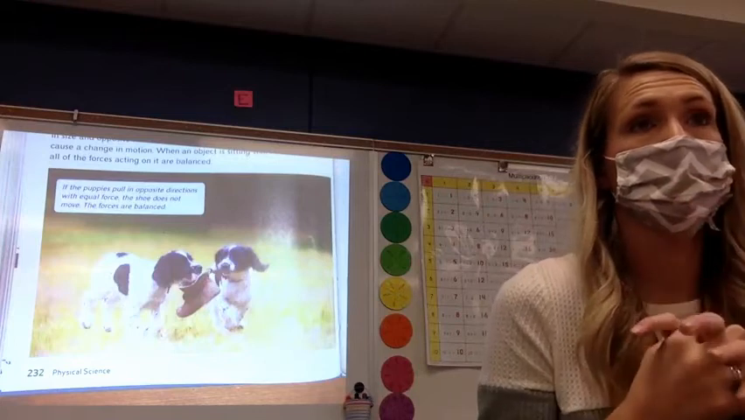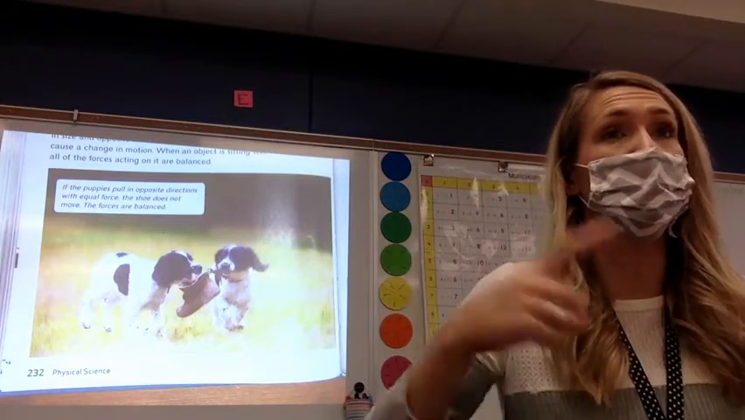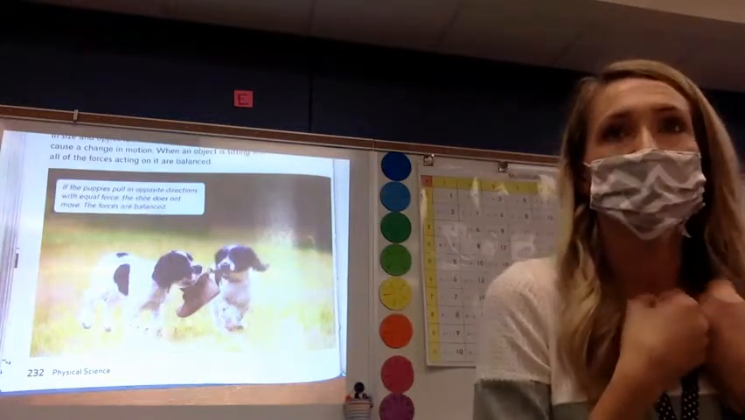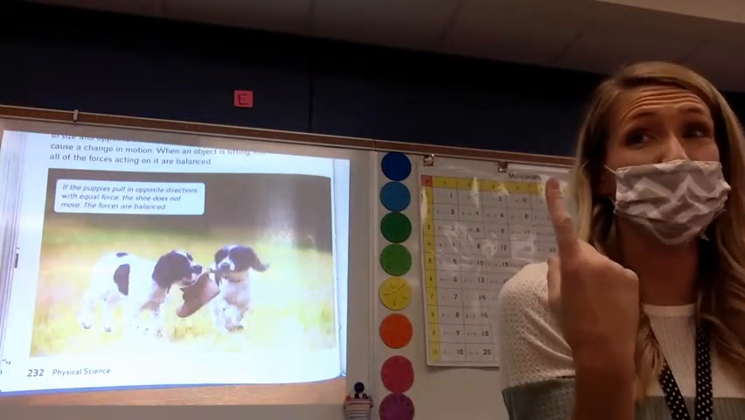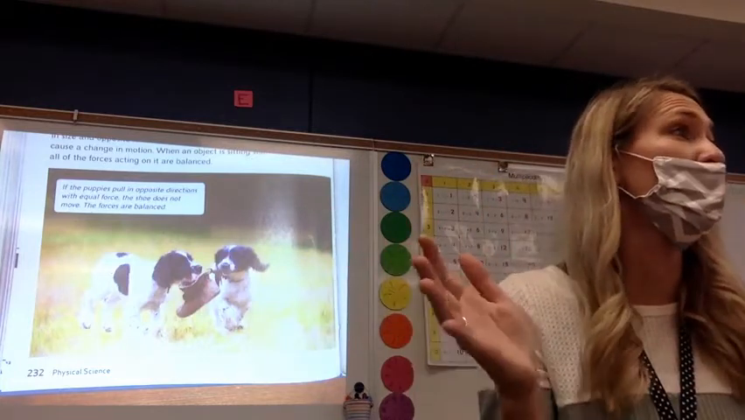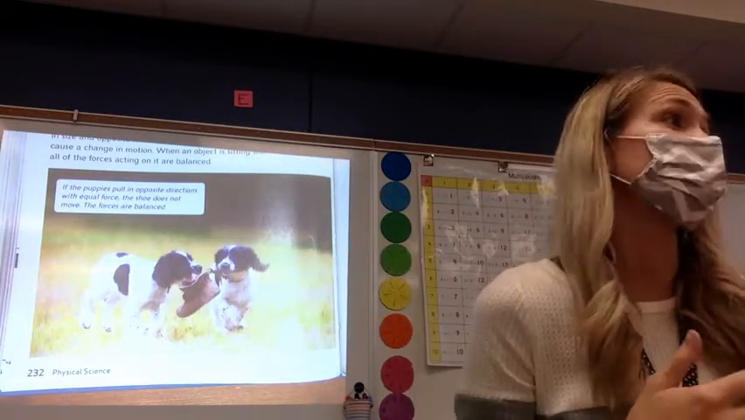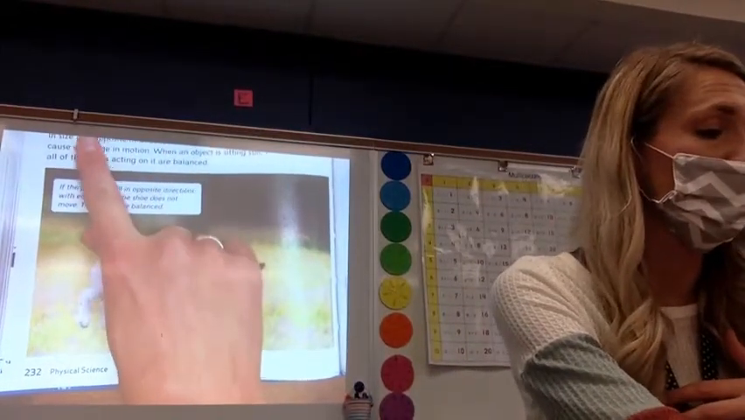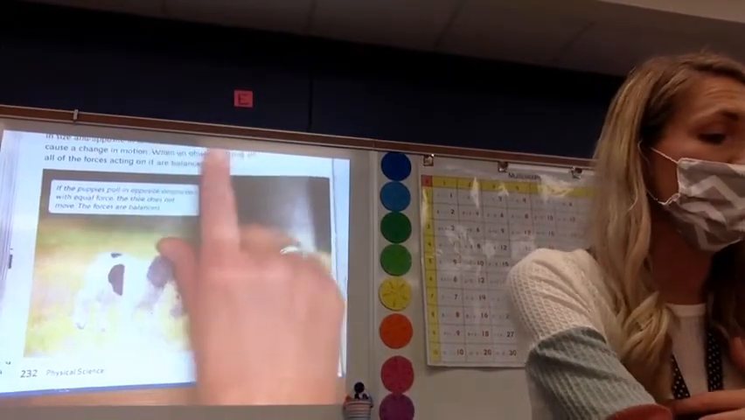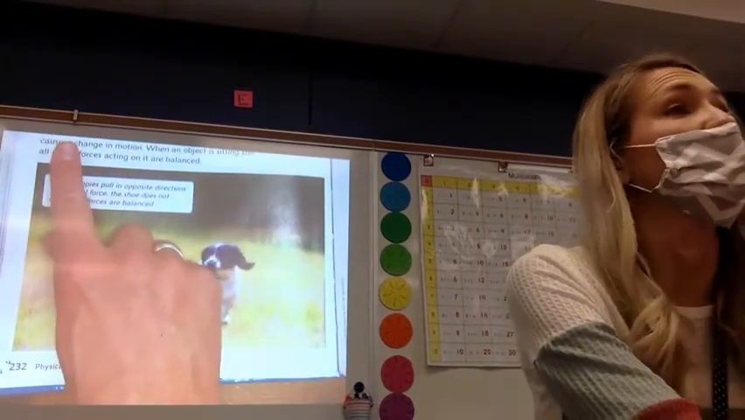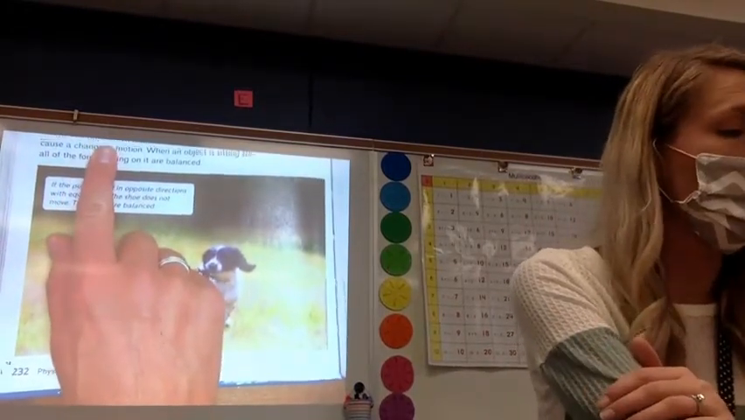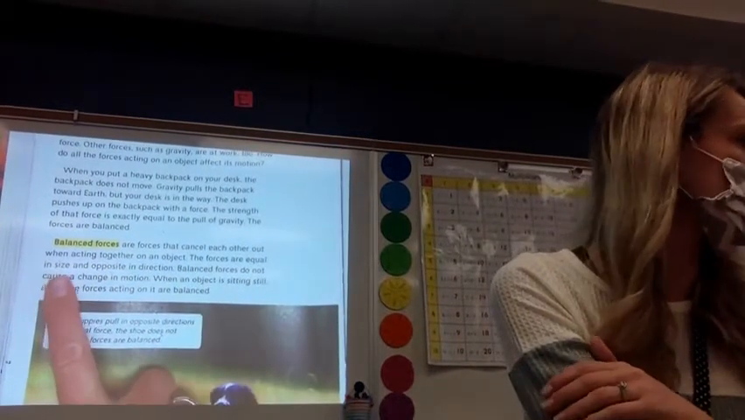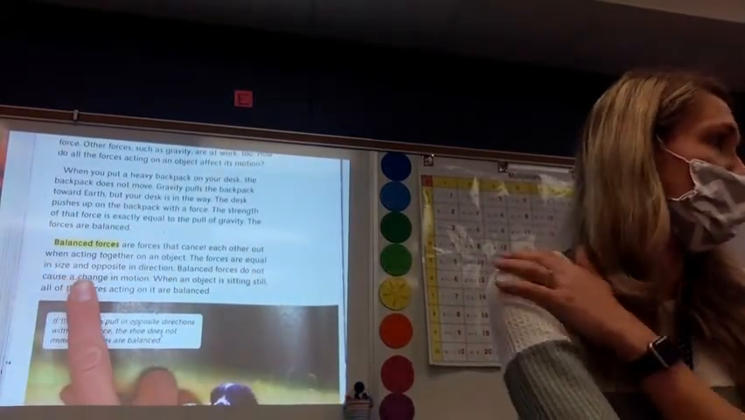They're going to be equal in force, but the forces have to be what? The same direction or opposite directions, right? So we know the balanced forces cancel each other out when they're acting together on an object. The forces are equal in size and opposite in direction.